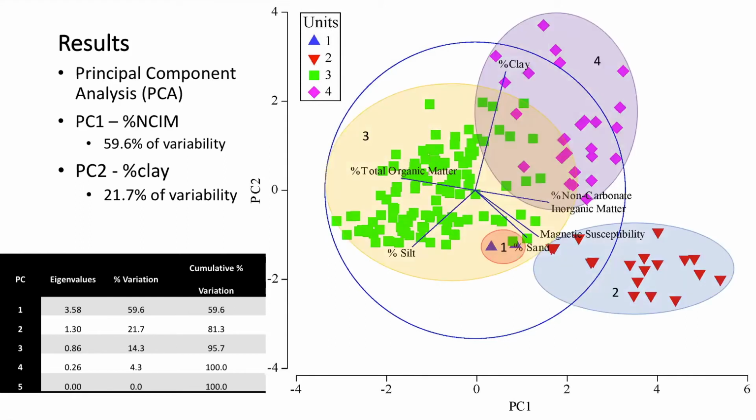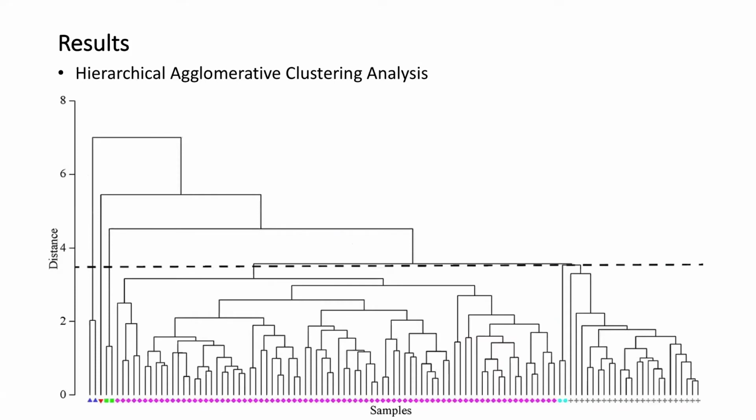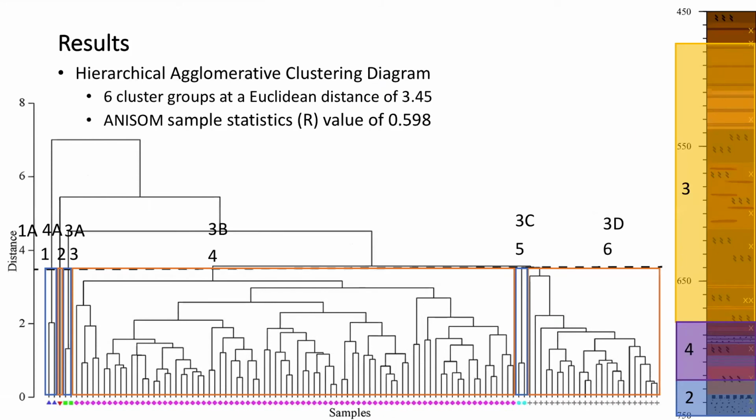As you can see, the statistical units are significantly different from each other with respect to the proxies that most influence their respective depths. Moreover, Unit 3 contains the majority of the samples in our data set. As a result, we decided to run additional analyses to further separate Unit 3. We conducted another hierarchical agglomerative clustering analysis. We determined that the data is best represented by a total of 6 cluster groups. The analysis of similarities indicates that the subunits are moderately different from one another, at a value of 0.598.